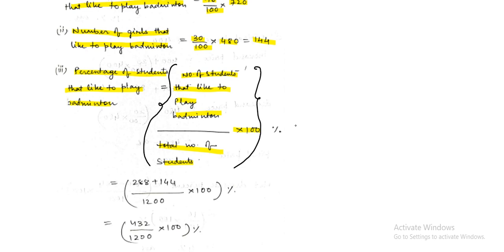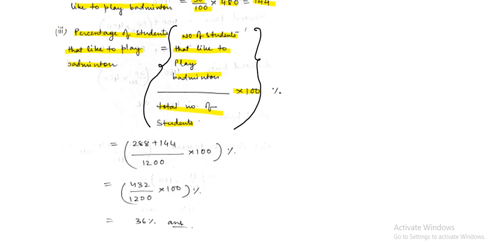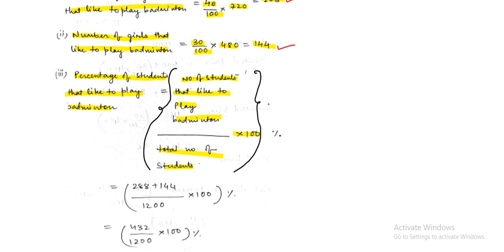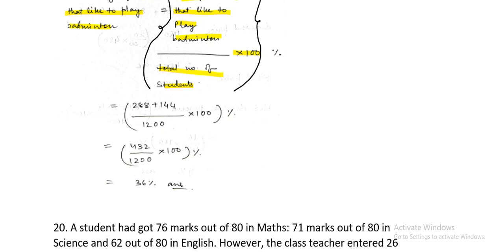Outside you will give a percentage symbol. So now, the total number of students that like to play badminton will be how much? You see, 288 boys like to play badminton and 144 girls like to play badminton. The total number of students who like to play badminton will be 288 plus 144.